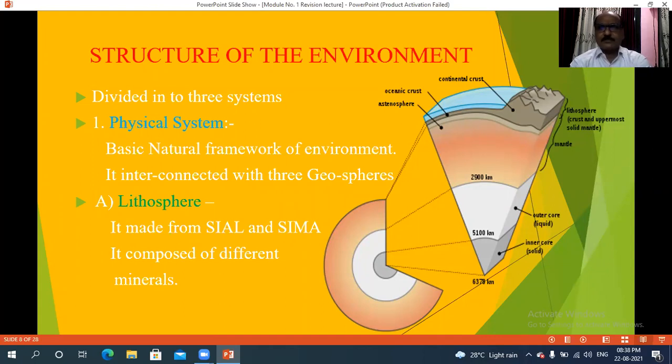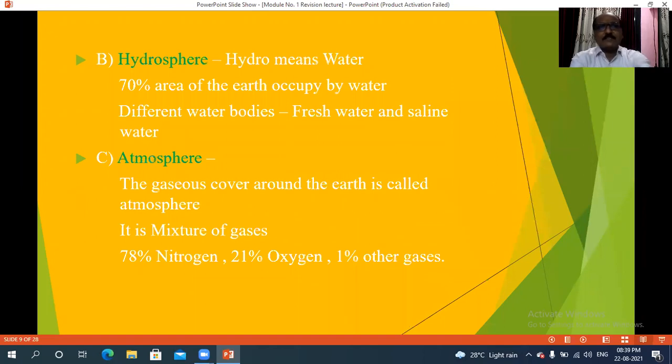You see, dear students, the structure of the environment is basically divided into three systems. First, the physical system. It includes the basic natural framework of the environment. This physical system is interconnected with three geospheres. First is the lithosphere. This lithosphere is made from Sial and Sima, and it is composed of different kinds of minerals.